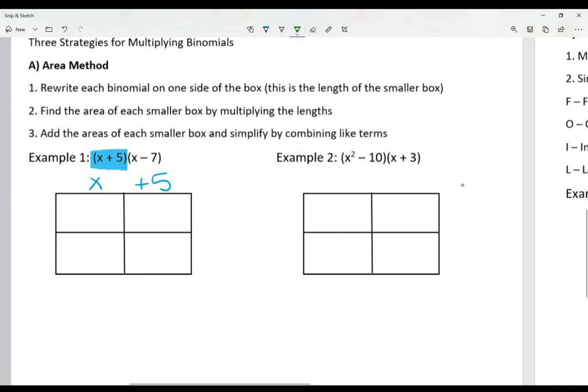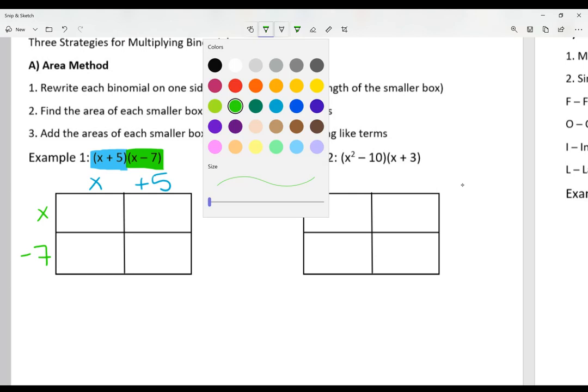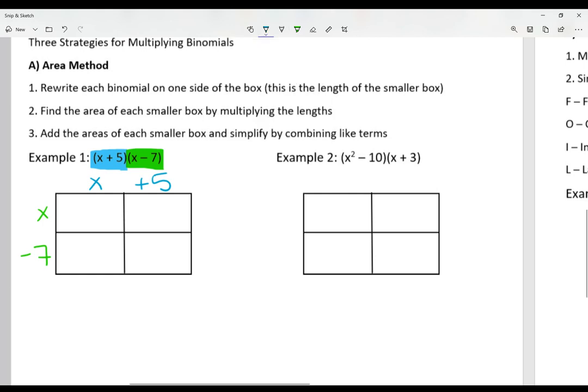The second polynomial is x minus 7. So I'm going to write x on the left side of this box and then negative 7 here. Keep the minus. You always keep the sign with the term that comes right after it. And now we're going to multiply each side of each box.